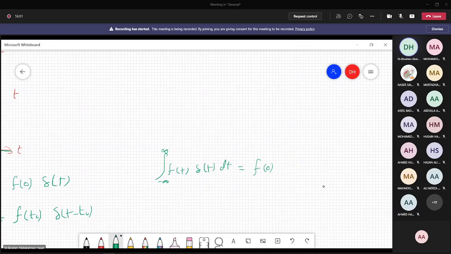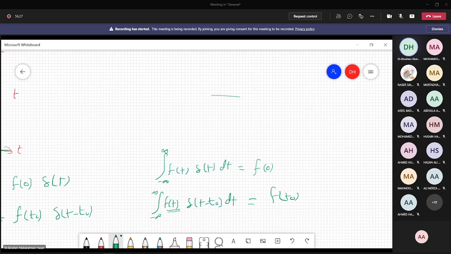So in general, f of t multiplied by delta t minus t naught dt is equal to f of t multiplied by this one. You just need to evaluate f at t naught, so it is f of t naught. And the integration of delta t minus t naught, again, is equal to 1.